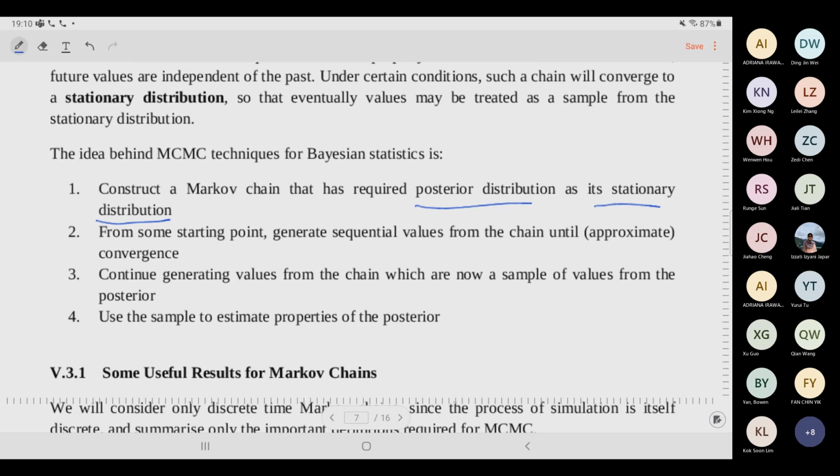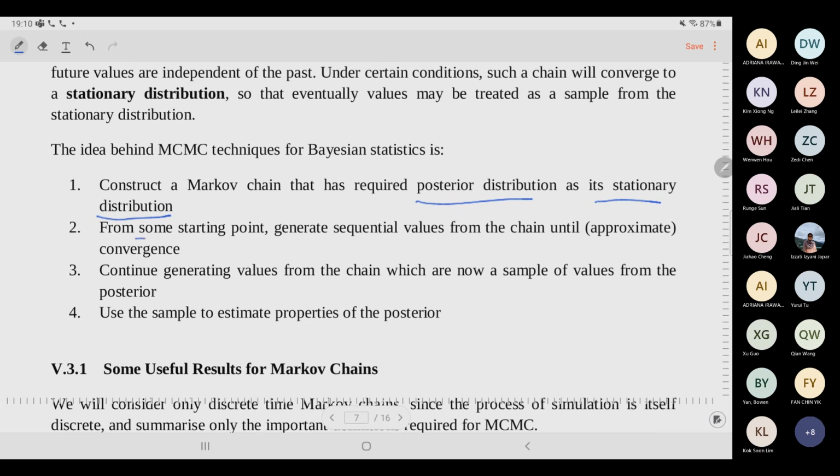And our aim is, from some starting point, meaning any starting point, if we run the Markov chain long enough, it will converge, and then it will give us a sample from our posterior that we want, after we run it for a long time. After it has converged, the samples are now samples from the posterior. Then you can use the samples to estimate the properties.